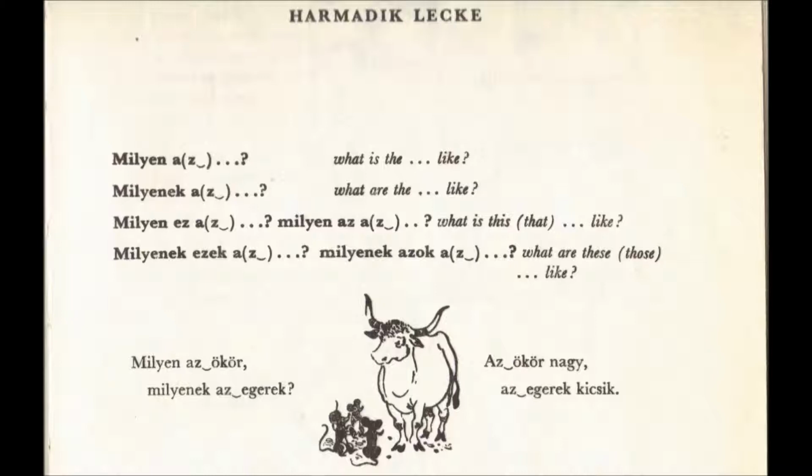So there's a bull. Milyen az ökör? Az ökör nagy. What is this bull like? What is the bull like? The bull is big.